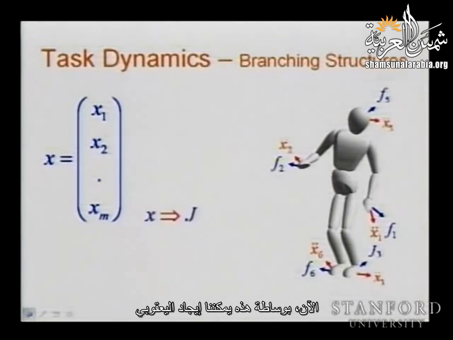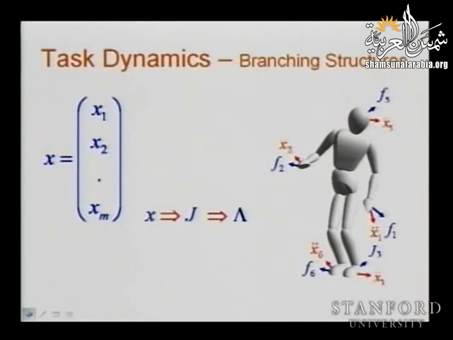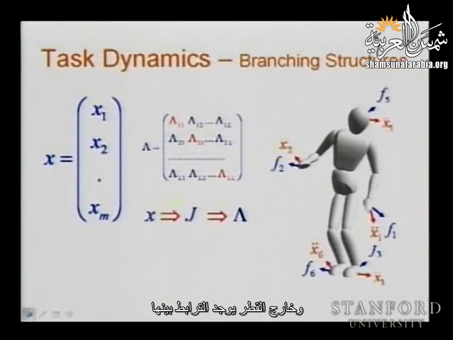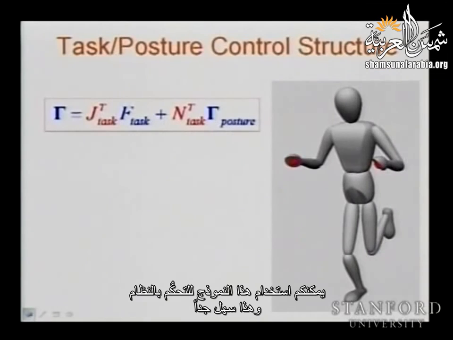Because now, with this, you can find a Jacobian. Once you have a description, you find a Jacobian, you find your mass matrix, Mx, or Lambda, what I call. And on the diagonal, actually, you have the mass properties at each of the points. And the off-diagonal, you have the coupling between them. And now you're back to this. Beautiful. You have the same model in a higher dimensional space. And now you can use this model to control the system.